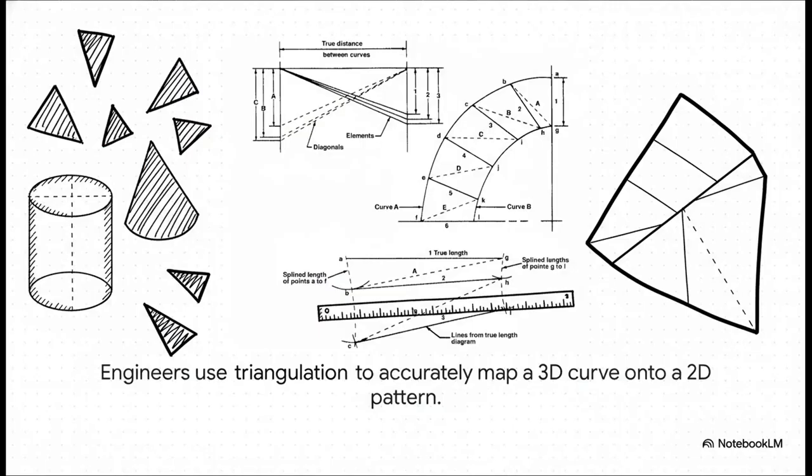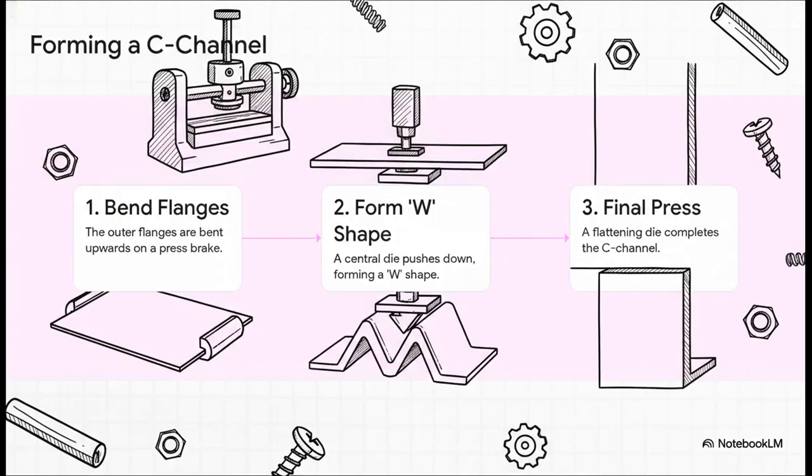But wait, what about complex curves? I mean, how do you flatten a curve? This is where a super clever technique called triangulation comes in. For any curved surface that a straight edge can lie flat against, engineers can break it down into a whole series of tiny flat triangles. This lets them accurately unwrap a 3D shape into a precise 2D pattern that they can cut from a sheet. It's pretty neat.